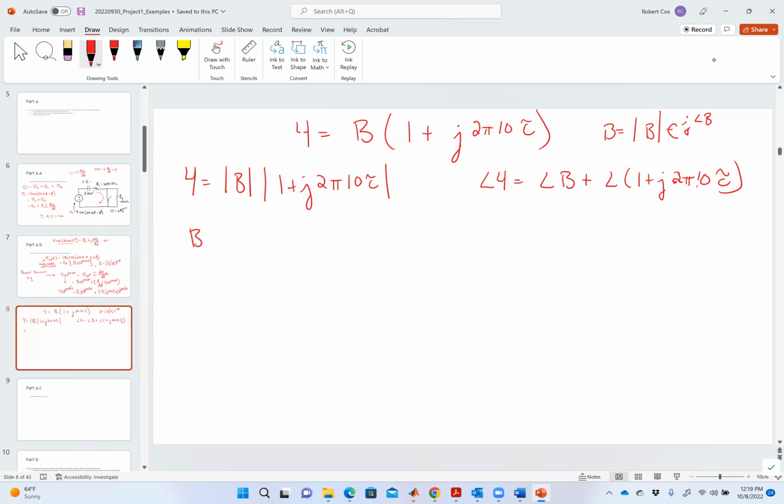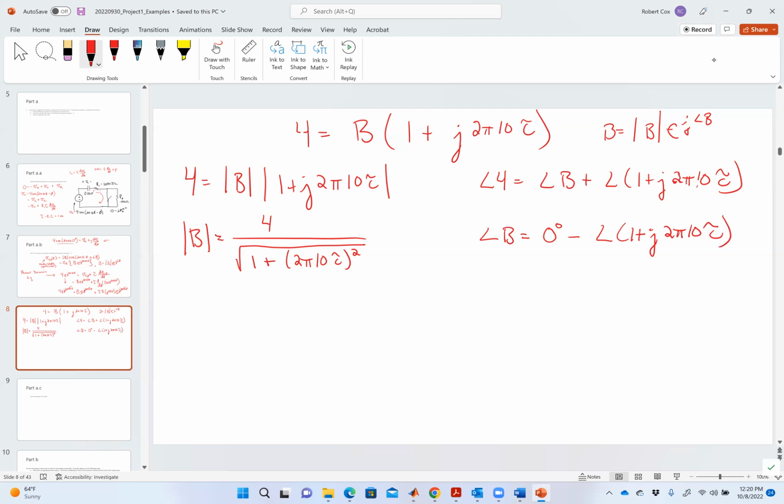So in this case, I say the magnitude of b equals 4 divided by the magnitude of 1 plus j 2 pi 10 tau, which would be the square root of the real part squared, that's 1, plus the imaginary part squared, which would be 2 pi 10 tau squared, okay? And then on the angle side, I have the angle of b is equal to the angle of 4, which is 0 degrees, minus the angle of 1 plus j times 2 pi 10 tau. I turn that whole thing into negative arctan of imaginary part over real part, so just 2 pi 10 tau. And again, I don't have to do anything funny with that angle because I know that complex number 1 plus j 2 pi 10 tau would be in the first quadrant, right?